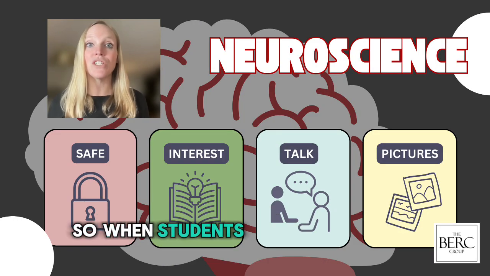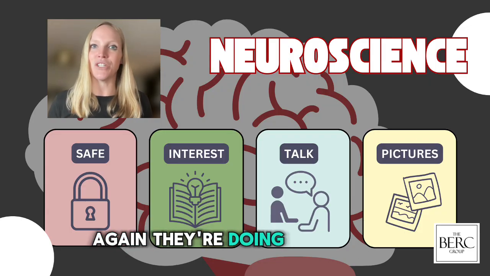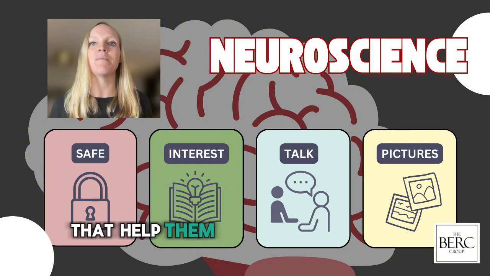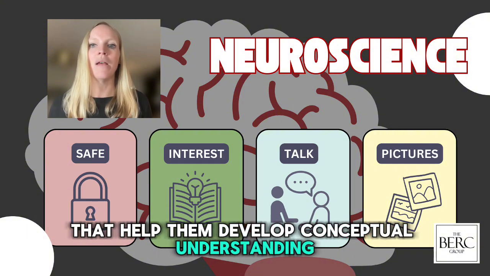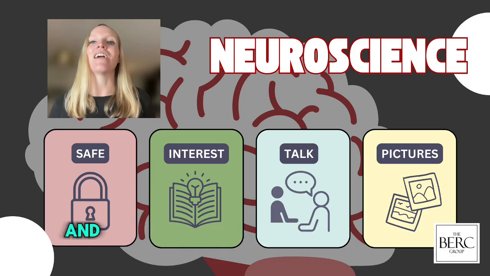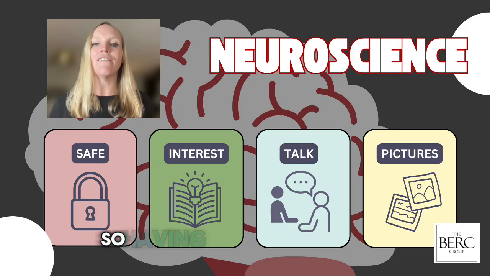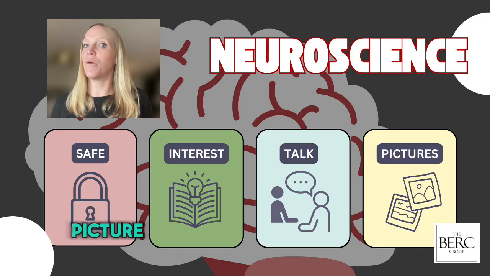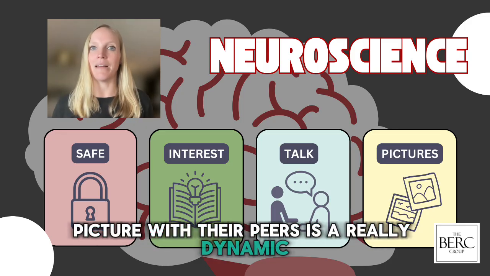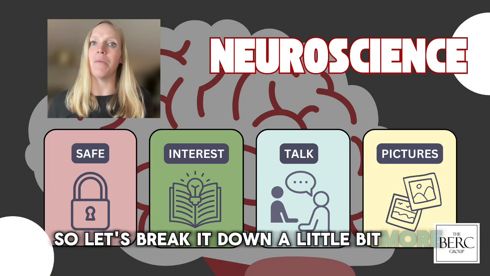So when students are processing a picture with their peers, they're doing two things that help them develop conceptual understanding: jumping into symbolic reasoning and using elaborative rehearsal. Having students process a picture with their peers is a really dynamic instructional strategy. Let's break it down a little bit more.